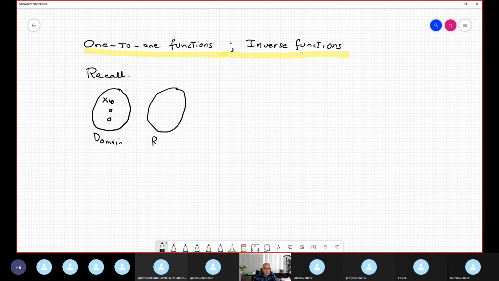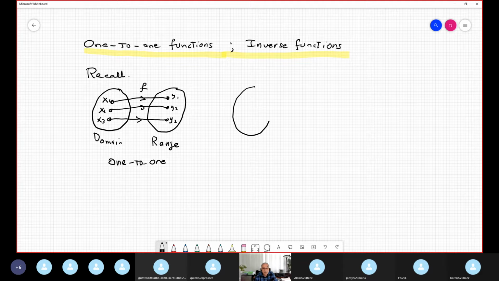Okay, this is my range. x1, x2, x3 with the y1, y2, y3, and suppose that the function associates them in that way. So this arrow is the symbolic way to indicate the function, which is the association, but in this case it's obviously one-to-one. One-to-one function. But this is the only possibility.